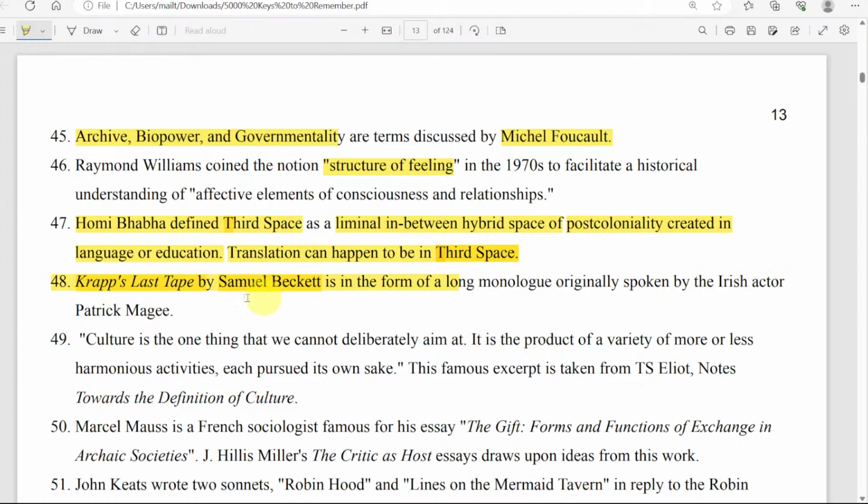"Culture is the one thing that we cannot deliberately aim at. It is the product of a variety of more or less harmonious activities, each pursued for its own sake." And this famous excerpt is taken from T.S. Eliot's Notes Towards the Definition of Culture.